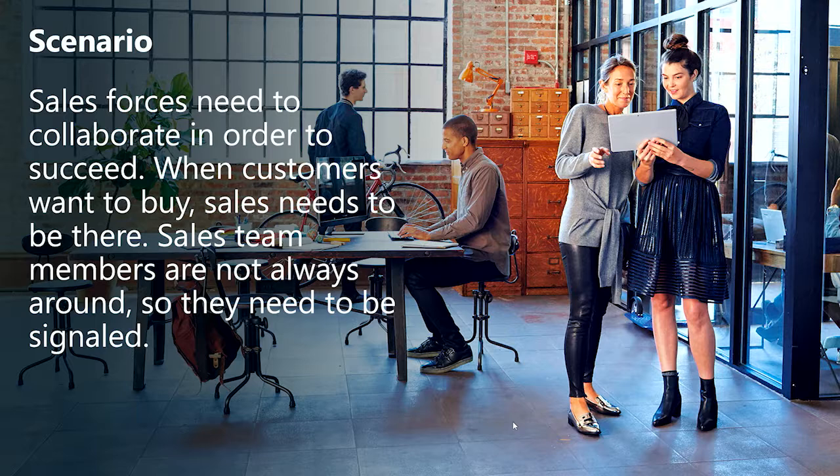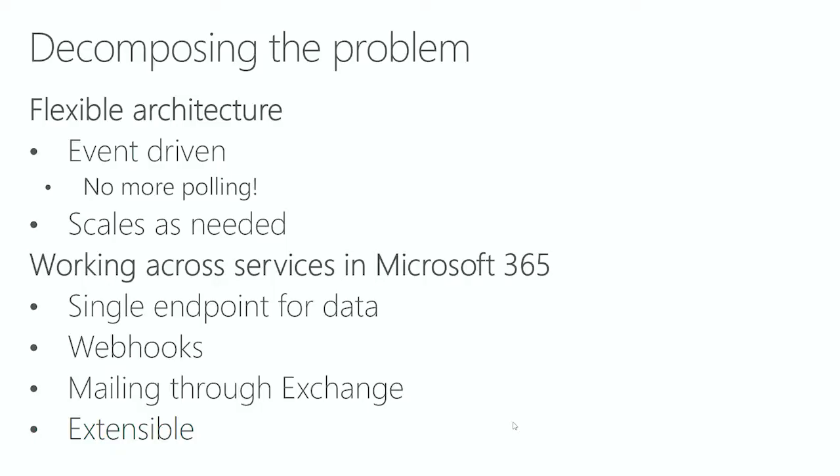Well, let's build a system that allows us to trigger ourselves, trigger our other people on the sales team to go and do something in order to make a better experience for our customers. So that's what we're talking about, a way to signal our sales team. And essentially the way we're going to decompose this is we really want to build an Azure Functions. We want to be event driven. We want to be able to scale the service.